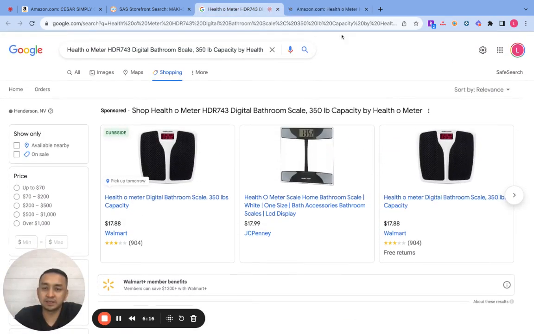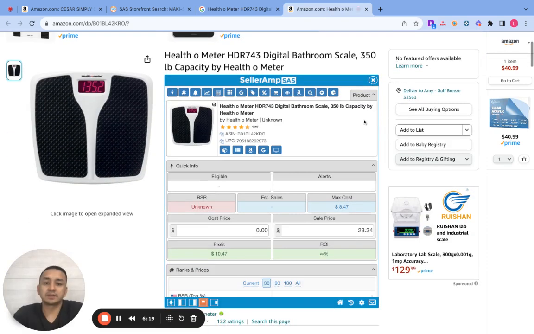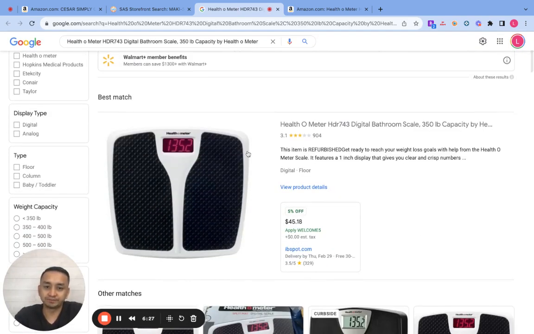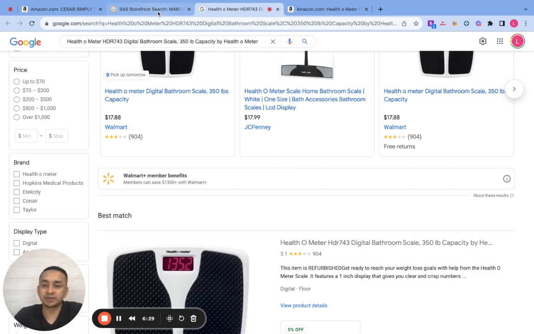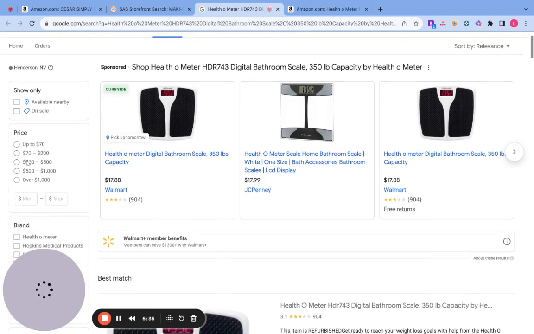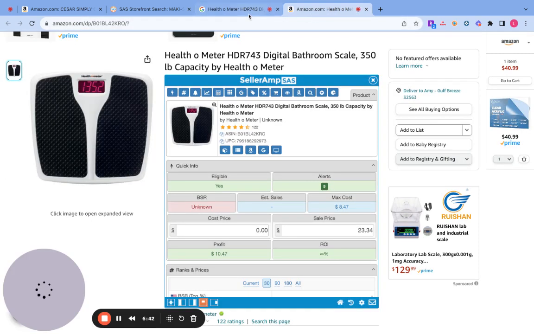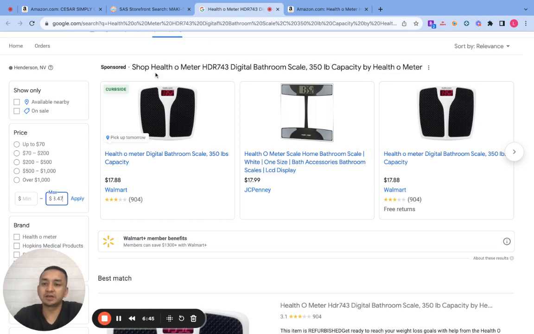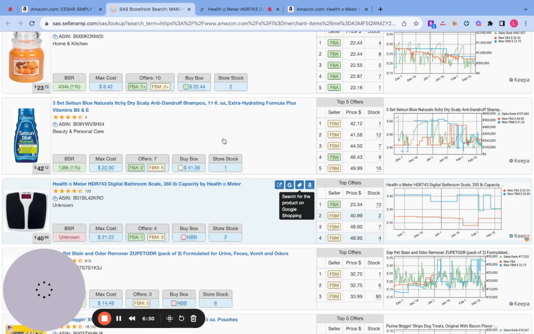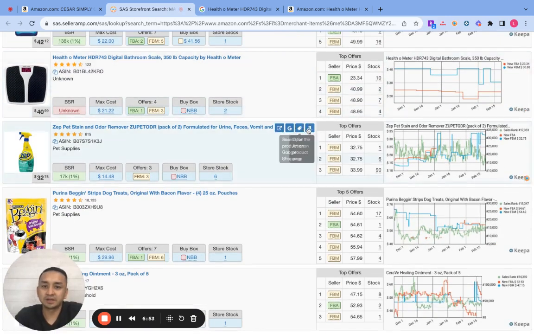Okay, let's see. So 23.34, $17 on Walmart. Not gonna work because the maximum cost is only $8.47. But here, let's just try it. So I would go to price, and I would type the max cost of $8.47. Yeah, $8.47. Right here, apply. I'm pretty sure it's not gonna be here. Yeah, I figured. So next product. Keep it moving.